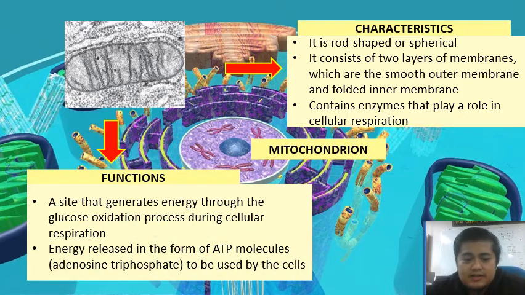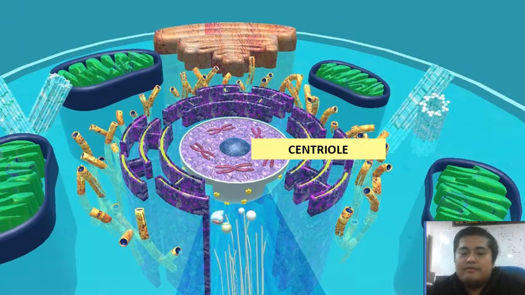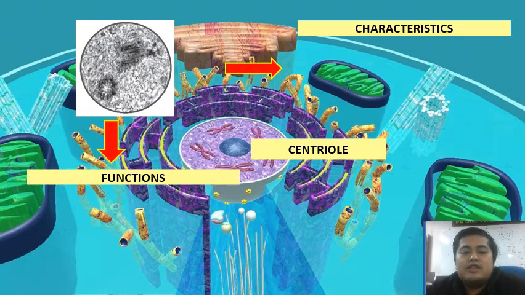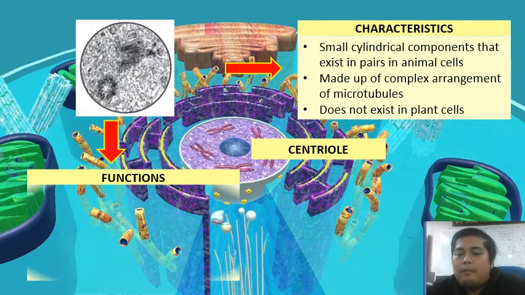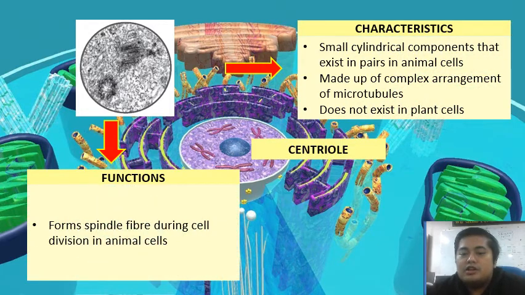So their function is as a site to generate energy through the process of glucose oxidation during cellular respiration. So the energy is released in the form of ATP, ataupun adenosine triphosphate, to be used by the cell. So next we have our centriole. So centriole pula is a small cylindrical component that exists in pairs in the animal cell. So dia ada dua.